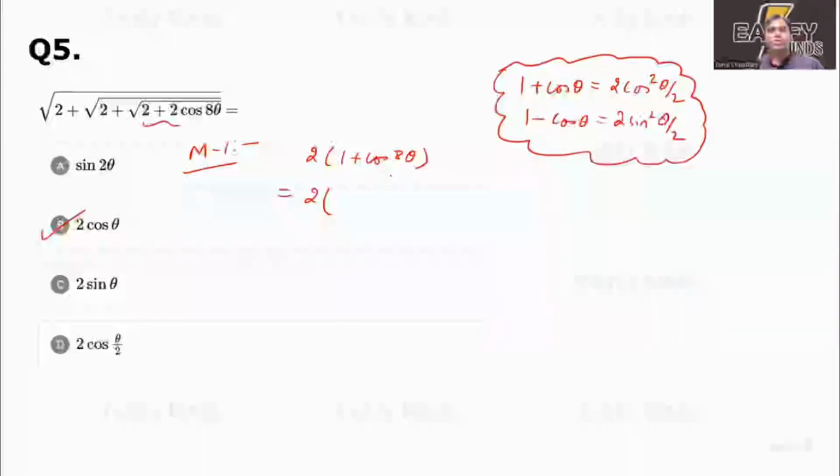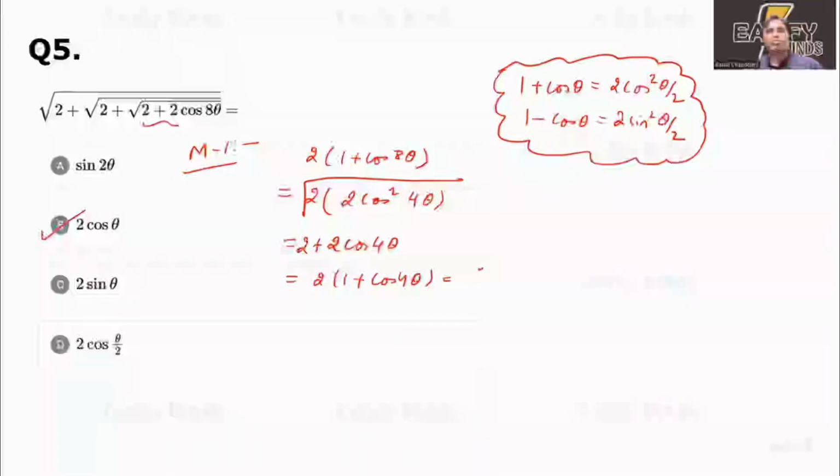So here 1 plus cos 8 theta will be 2 cos square, angle half will be 4 theta, and there is a root. The square cancels with the root, so 2 cos 4 theta plus 2. I will again take 2 common: 1 plus cos 4 theta. This becomes 2 cos square theta by 2, the angle becomes half, 2 theta.